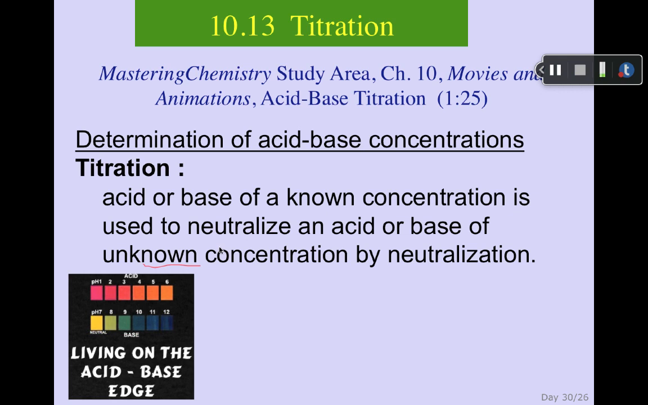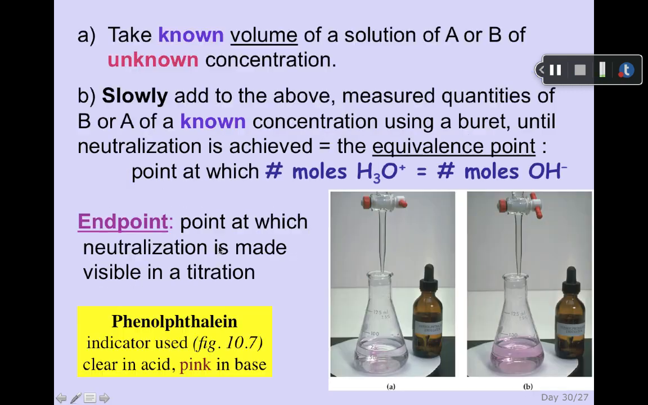You've seen it in lab, those of you who have enrolled in the lab. You take an unknown base or acid and titrate it until you reach an equivalence point. Commonly, it's going to be using an indicator such as phenolphthalein, as shown in this diagram here. But in order to do this, you have to take a known amount of your unknown solution, either acid or base, and you slowly add to it measured amounts of the base or acid that's of a known concentration using this device called a burette. And from that, you wait till you observe neutralization.